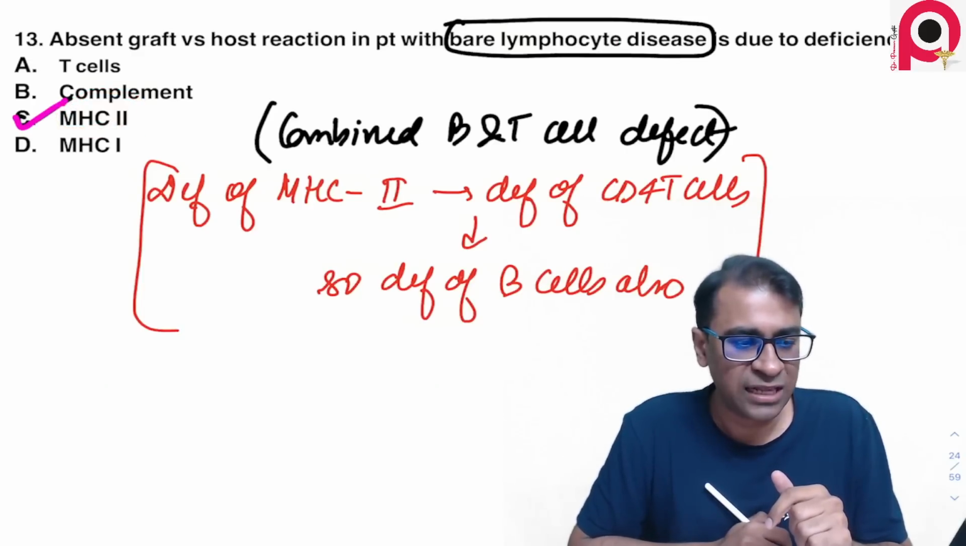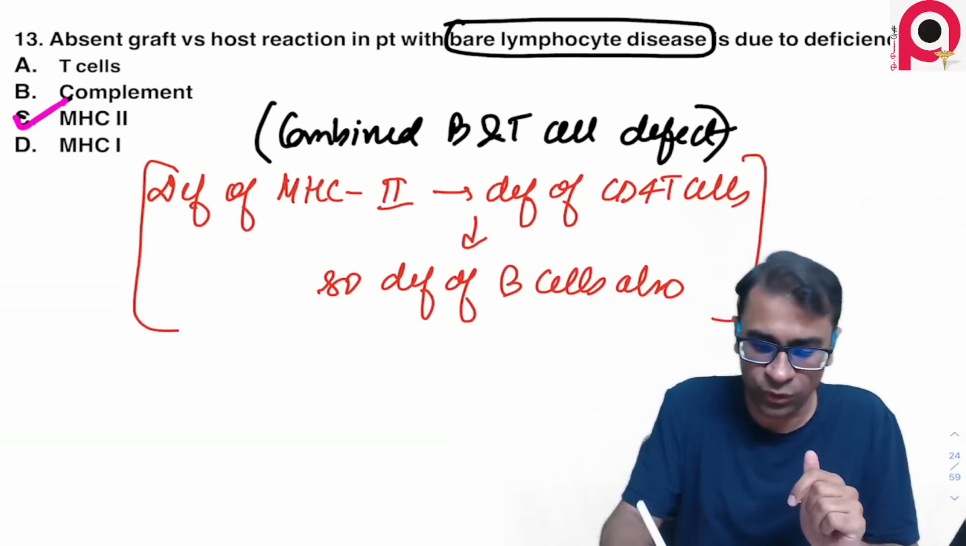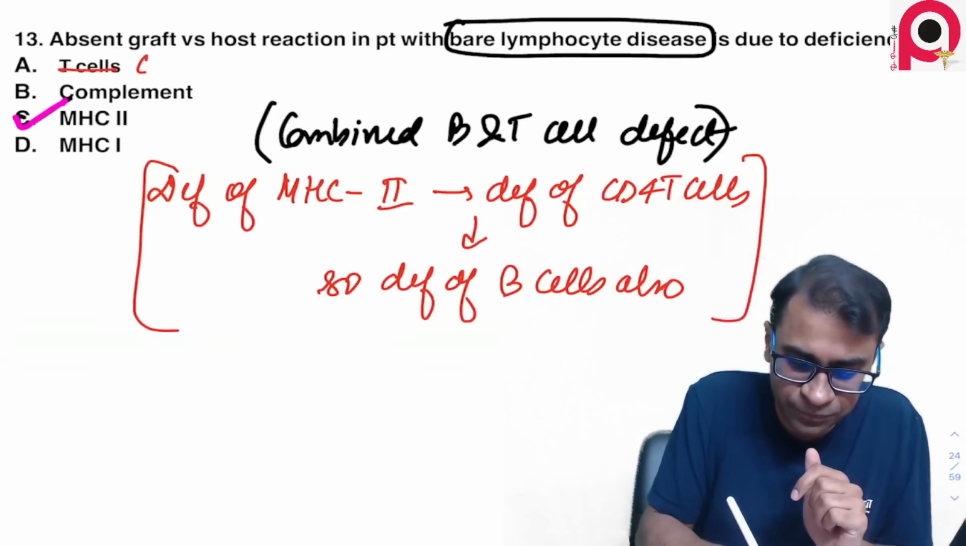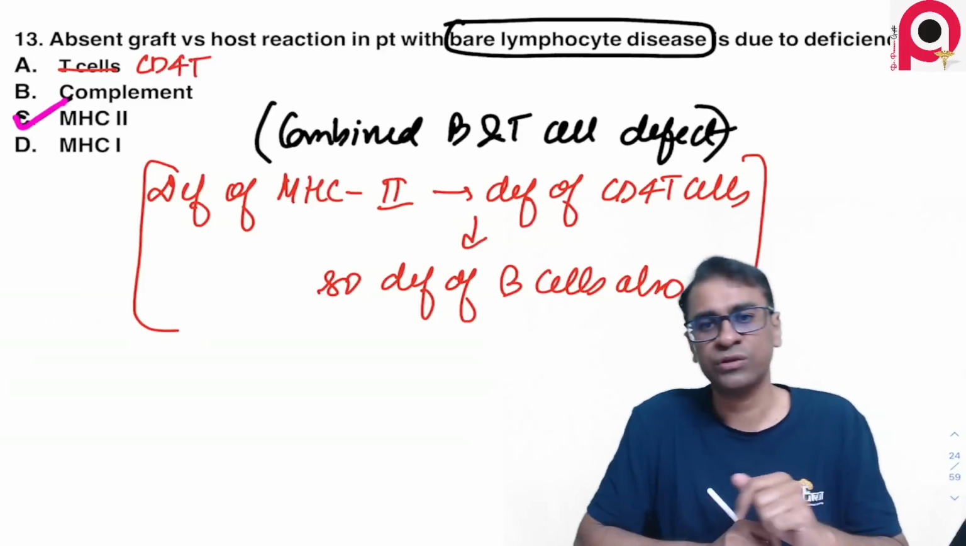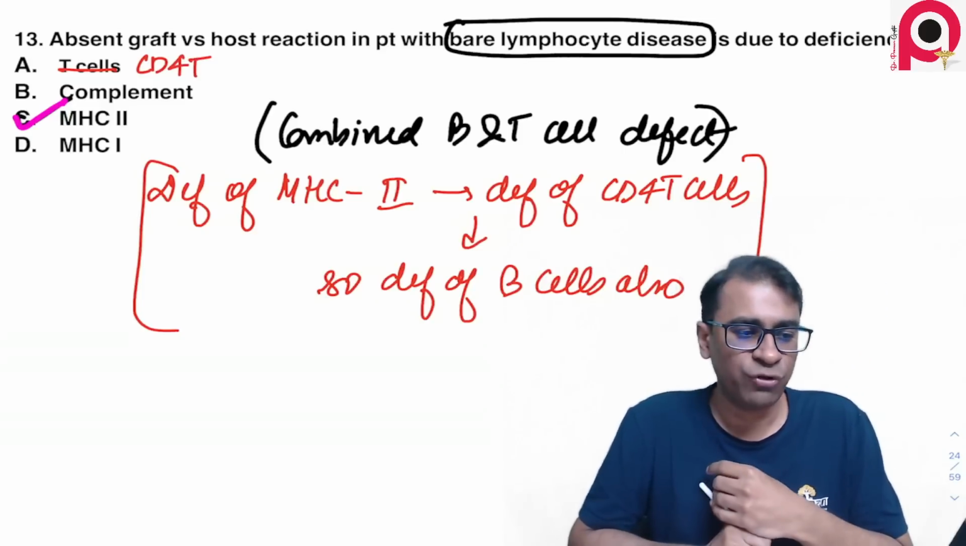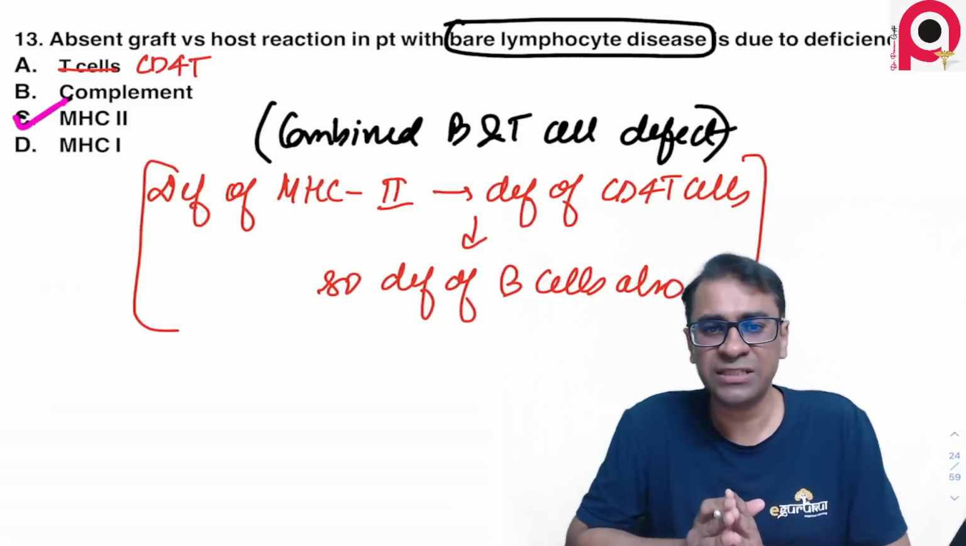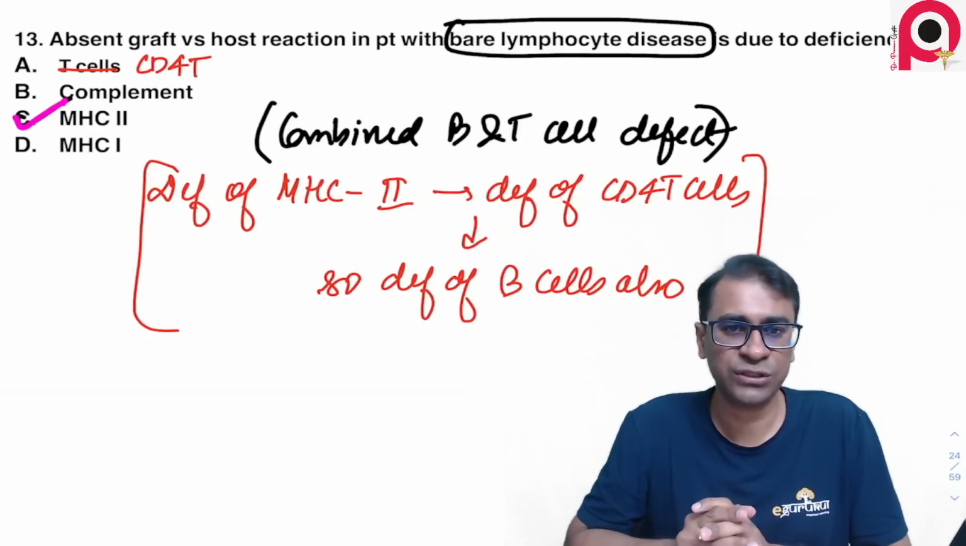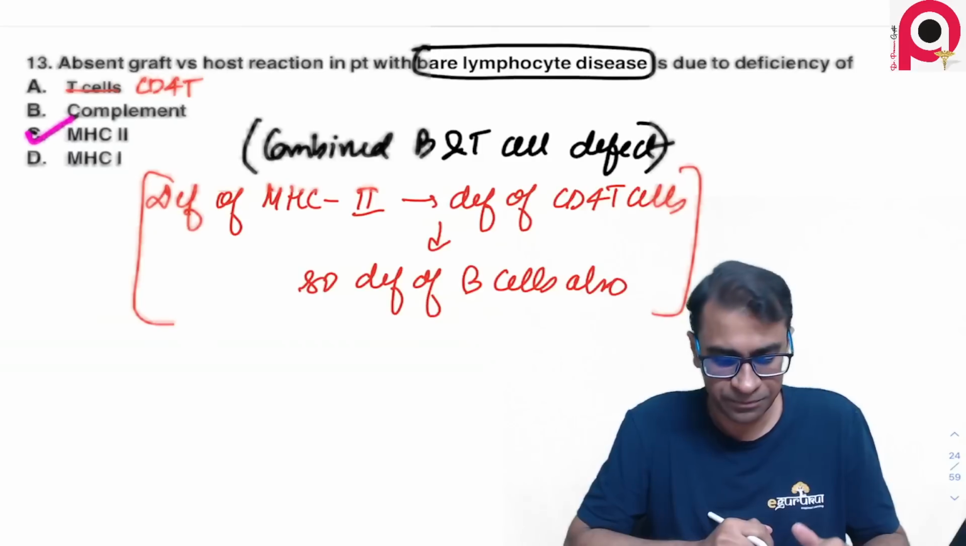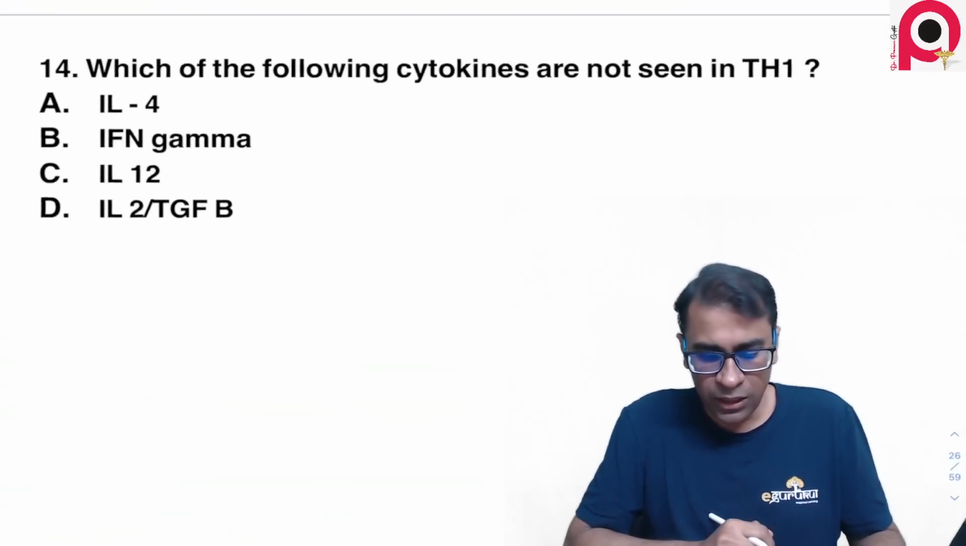So CD4 cell is in the option, not T cells. There was also a CD4 T cell there, but if you have an option of MHC, the basic problem of bare lymphocyte syndrome is absence of MHC class 2. Okay. Next question.